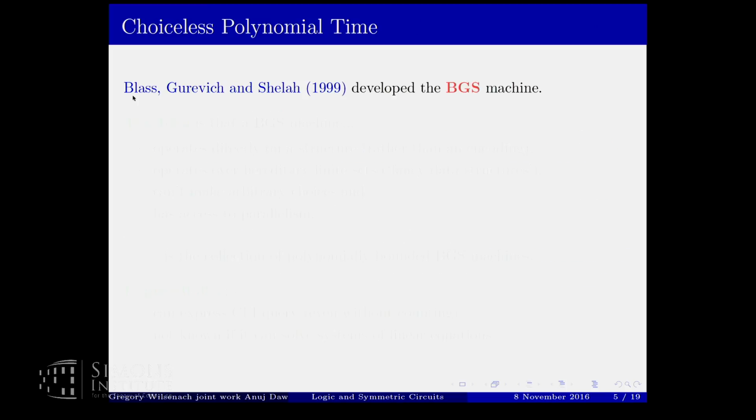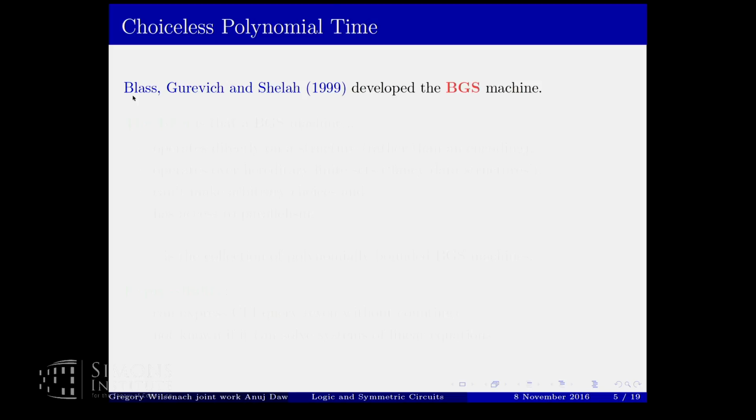In any event, this leads on to the problem of trying to find what are called candidate logics of polynomial time. That is to say, logics strictly more powerful than FPC, but not yet known to contain the whole of polynomial time. The end goal being finding one that characterizes the whole of polynomial time. The first and really interesting one is called choiceless polynomial time, developed by Blass, Gurevich, and Shelah in 1999.